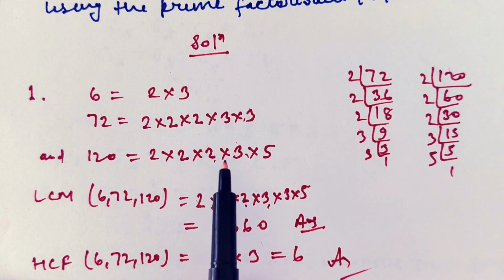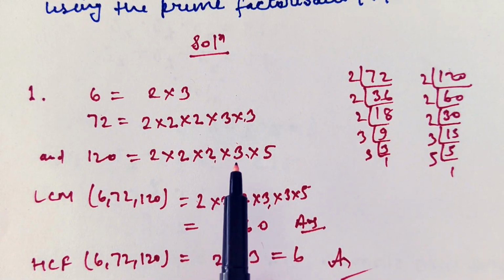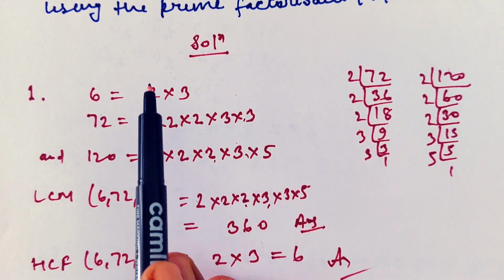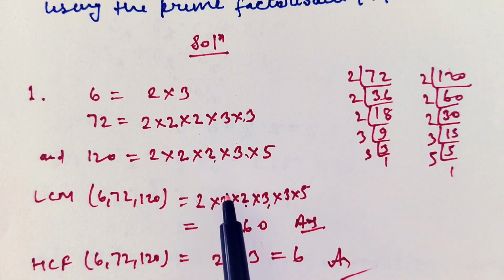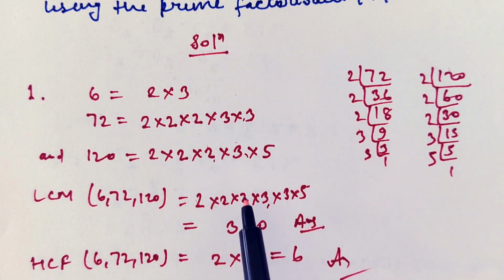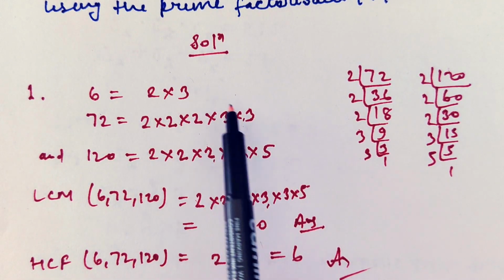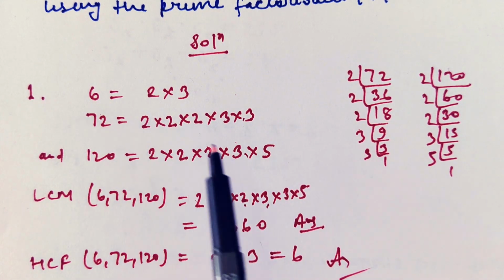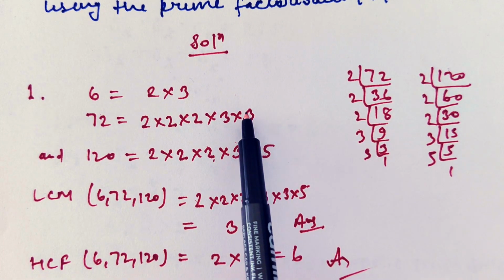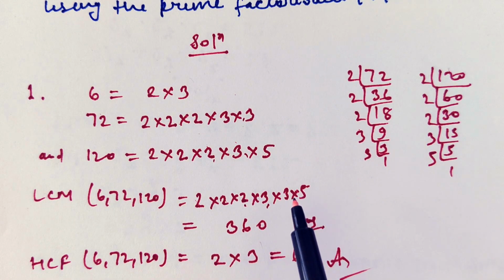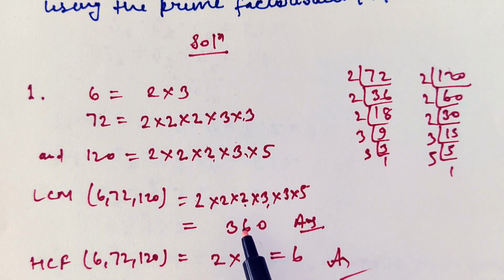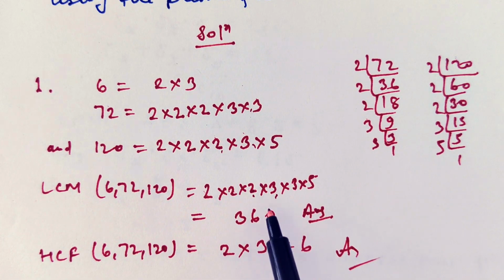How can you get the LCM? For the LCM, we need to take the common factors of at least 2 numbers. Here 2 is common, here 2 is also common, here 2 is also common, and among the numbers 3 is common here. Again 3 and 5 are not common, but at last you write all of them. So these are the least common factors. 360 is our final answer for the LCM.